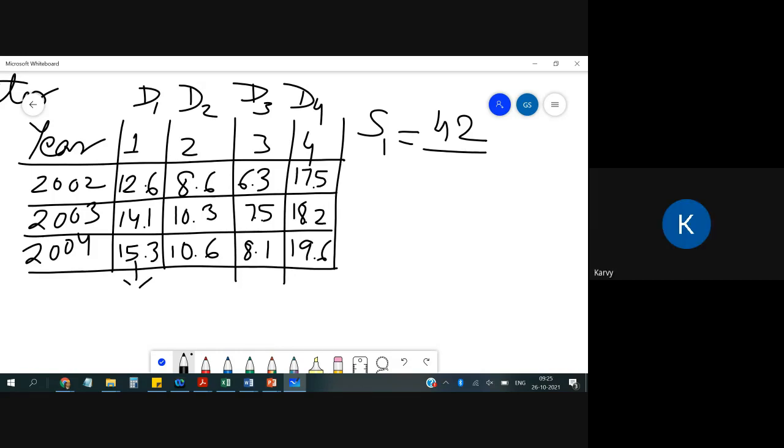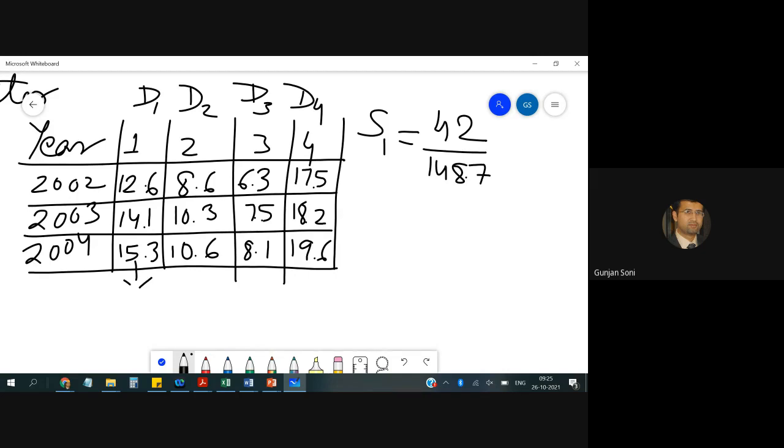One 50.5. I think it's a different value. Anyone else? Sir, 148.7. Yeah, 148.7. So 148.7 is your summation of all the demand.